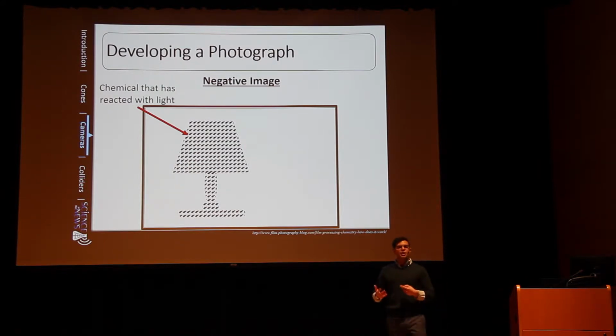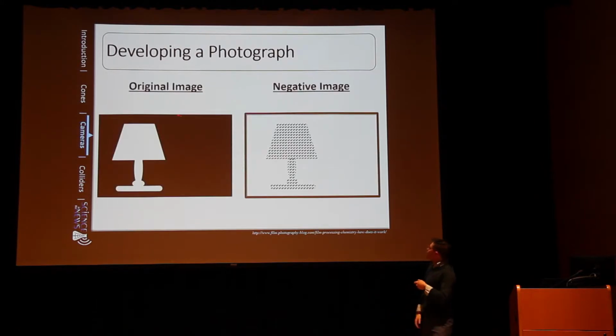We call it a negative image because as we wash everything away, we just have the black area of where we had our bright photons. So here, it's called a negative since we have a bright lamp that's white here and a dark lamp here in our negative image. It's the opposite of what we originally did.